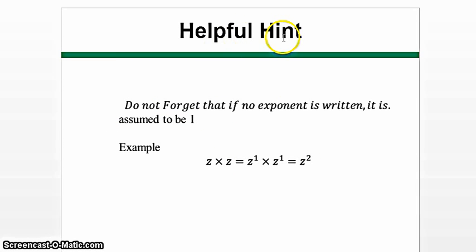Some helpful hint: do not forget that if no exponent is written, it is assumed to be 1. Example: z times z, which equals z to the power 1 times z to the power 1. Here there is no exponent, so it is assumed to be 1 and 1. So when we multiply these two, it gives z squared.